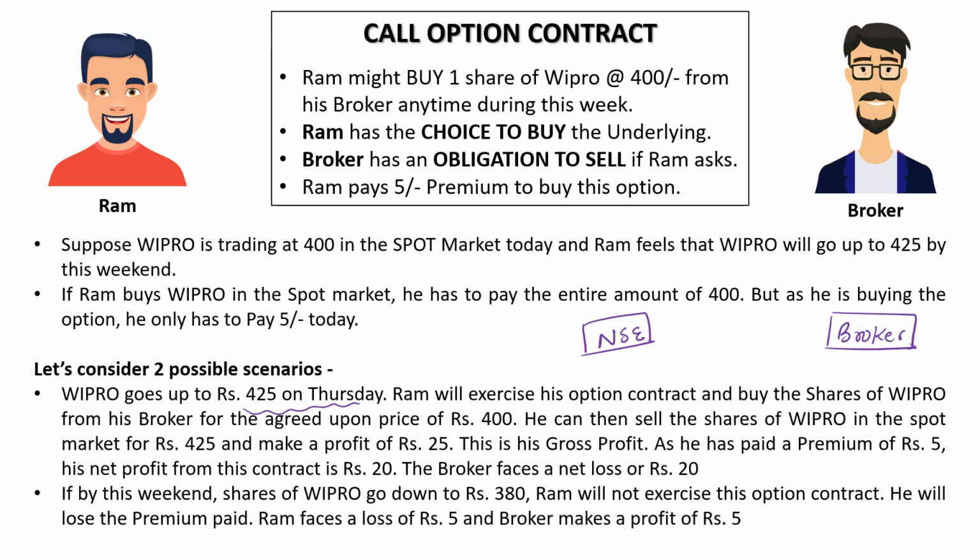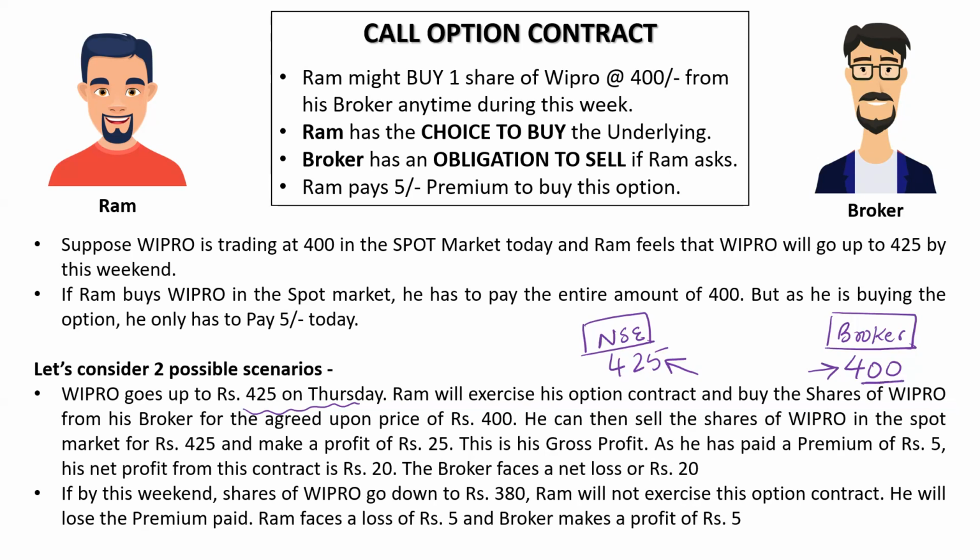The price at NSE is how much? It is 425. Broker will sell the share to him at 400. So this is like you're getting something on Amazon for 400 and in, let's say, any shopping mall, you're getting the same item at 425. You definitely want to buy this particular item. Where will you buy it from? Obviously from Amazon. So from our example, Ram can buy the share at 400 from the broker.